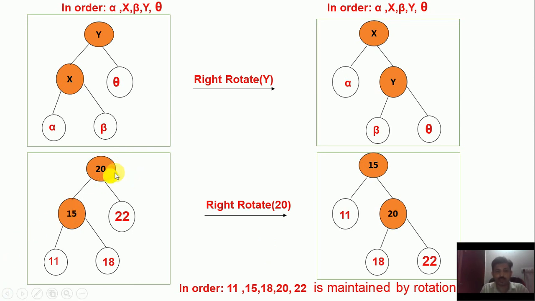So we have performed right rotation on node number 20. What is right rotation? The node will be placed at the right side of its left child. Please watch the AVL part 1 so that you will be expert on rotations: what is left rotation, what is right rotation.